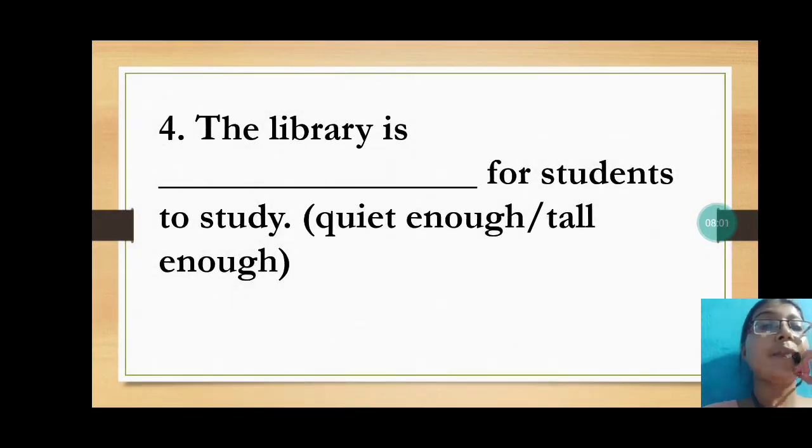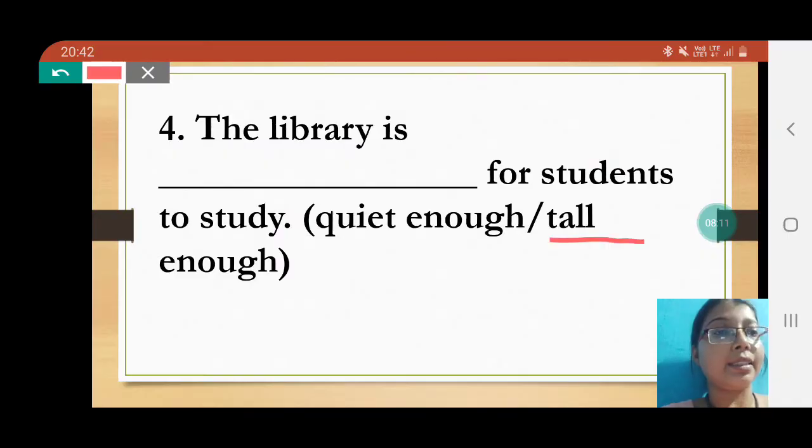Here is question number 4. The library is dash for students to study. Quite enough or tall enough? Tall is about height. Library cannot be tall. Okay, tall human beings can be tall. Animals, they can be very tall. But library cannot be very tall. So you will write quite enough. So here you will write the library is quite enough for students to study.